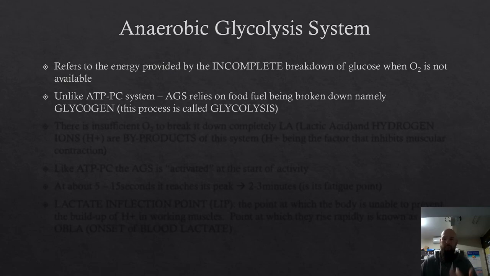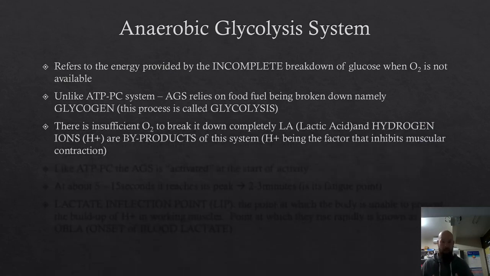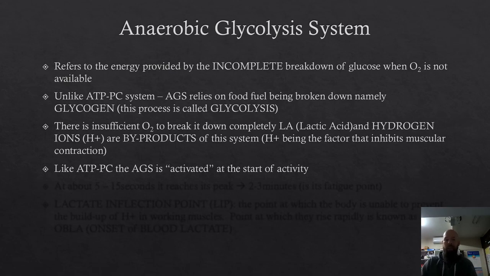There isn't enough oxygen to break down the glycogen completely, and as a result you get the lactic acid or the lactate, and the hydrogen ions build up and up and up, which are the byproducts of that system. And it's actually the hydrogen ions that inhibit the muscular contractions. For many years it was assumed that it was the lactic acid that caused that problem, but it's actually the hydrogen ions. Similar to the ATP-PC, it gets activated at the start of activity.